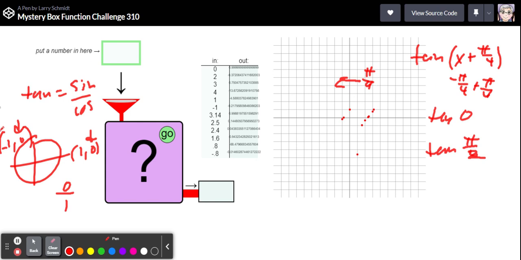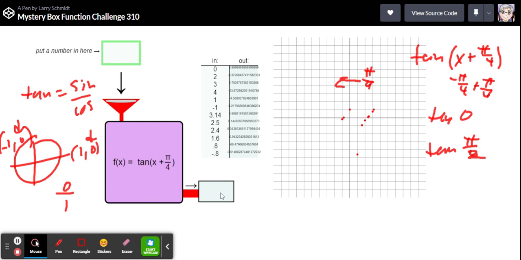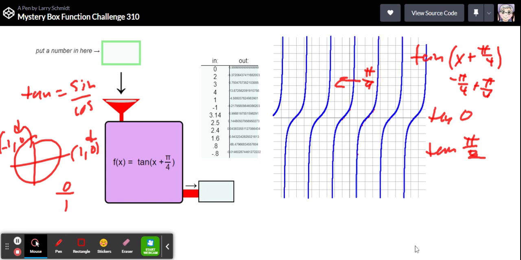So I think we've got it. In fact, I'm confident enough that I'm just going to go ahead and take a look. Yeah, that is the tangent of x plus pi over 4, and we can graph that as well. And you see those typical arms of the tangent function with those undefined points separating them. It's just all been shifted over by pi over 4.